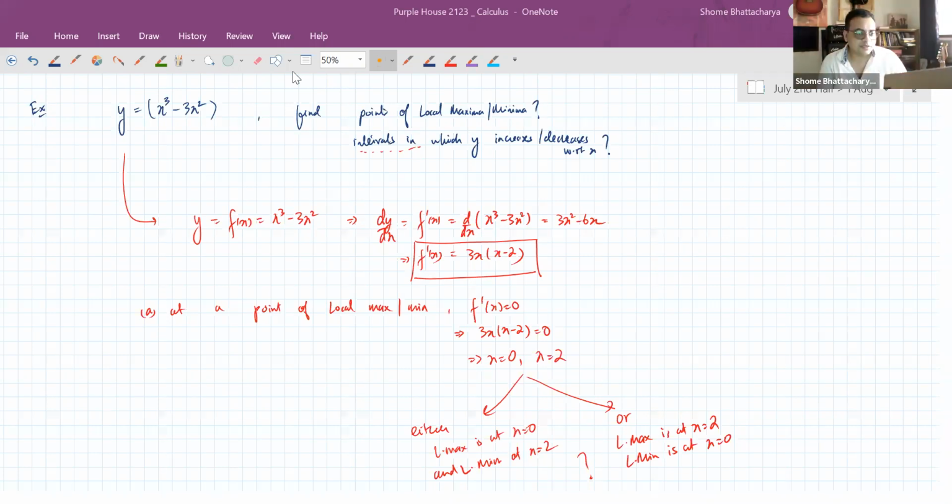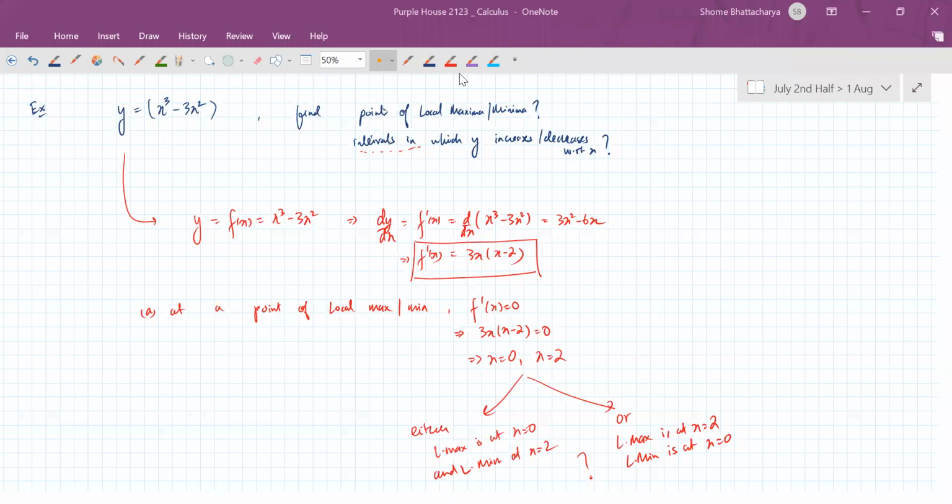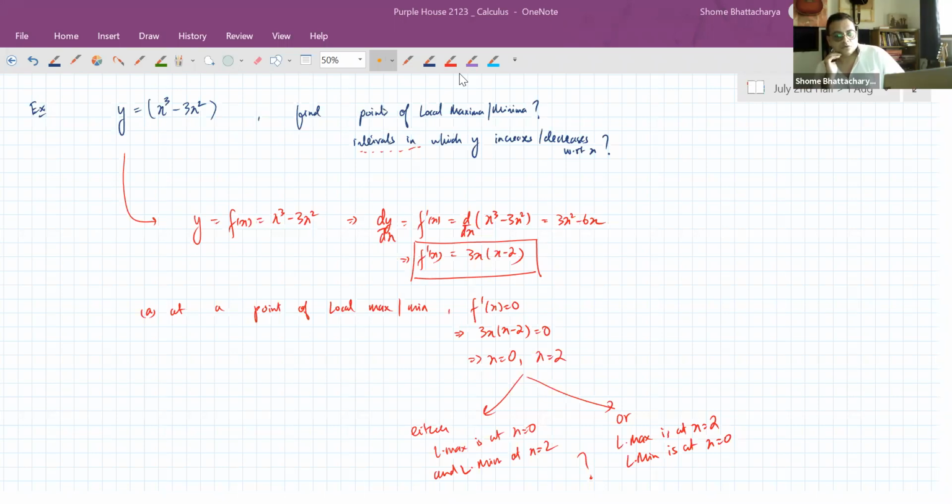Yes, you have calculated. So, can you read the line which you have written under "either"? Either local maxima is at 0 and local minima is at 2, or the inverse of that: local maxima is at 2 and local minima is at 0. Now, these are the two possibilities.